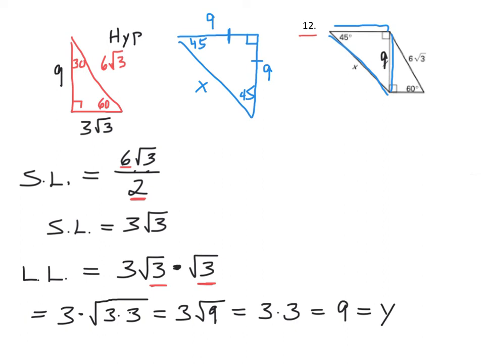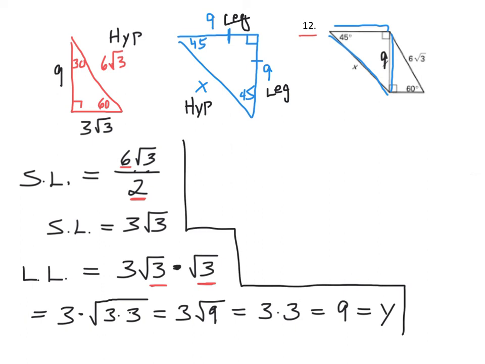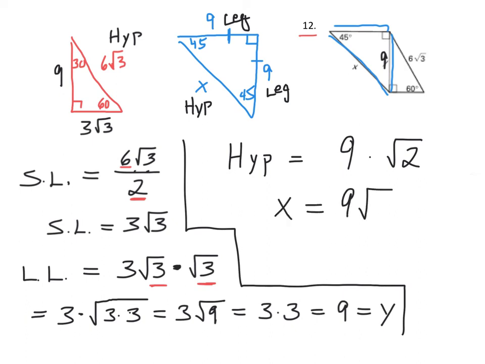So we'll start off, we'll label our sides. I'm looking for the hypotenuse. I have a leg here, and I have a leg here. So now we just have to recall what our rule is to solve for the hypotenuse in the 45, 45, 90. To get the hypotenuse, I'm going to take a leg and multiply it by radical 2. So let's replace that with what we have. I know my leg is actually 9. So in this case, I know x is just equal to 9 radical 2.